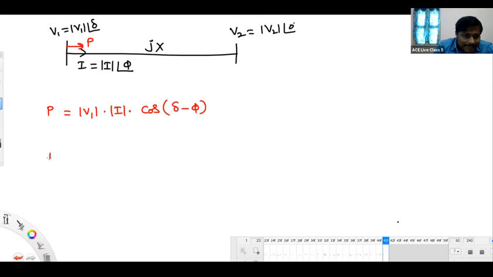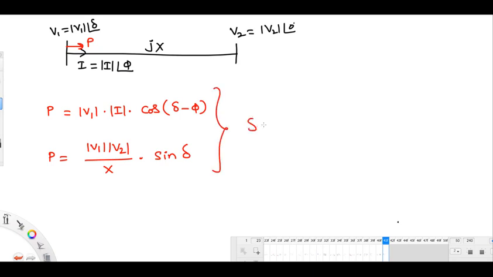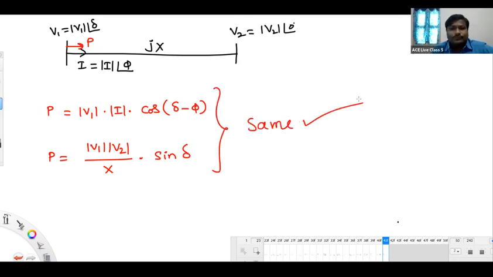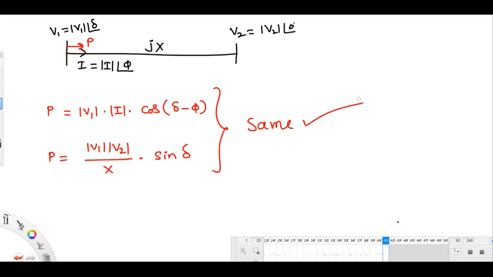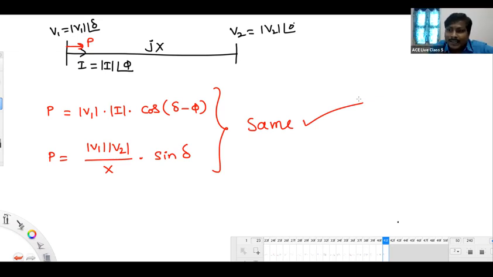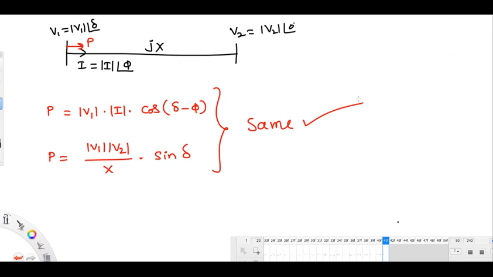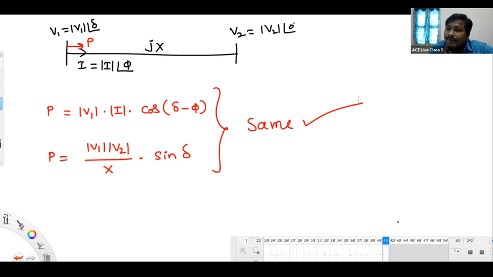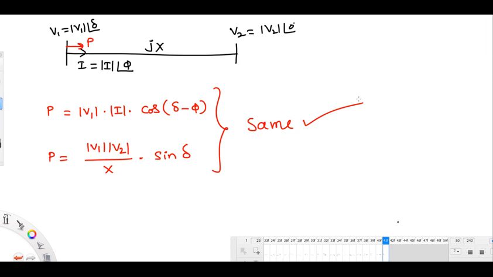The same equation you can write in terms of the voltages in the two bus system: mod V1 mod V2 by X into sine of delta minus 0, which is sine delta. Both will give the same number. You have to use VI into cosine of the angle between voltage and current if you know voltage and current values, or if you know the power factor. You have to use V1 V2 by X into sine delta if you know the voltage magnitudes and the angle difference. That's the only difference.